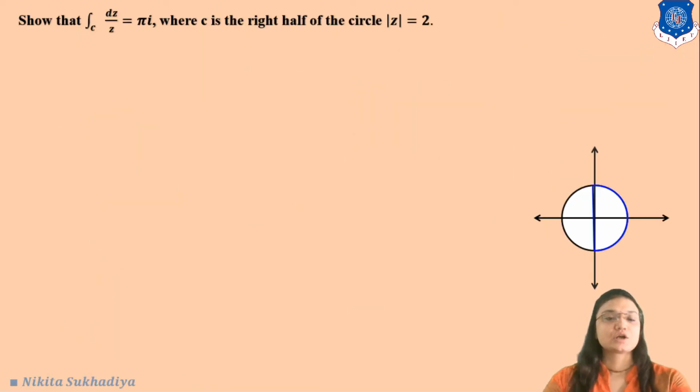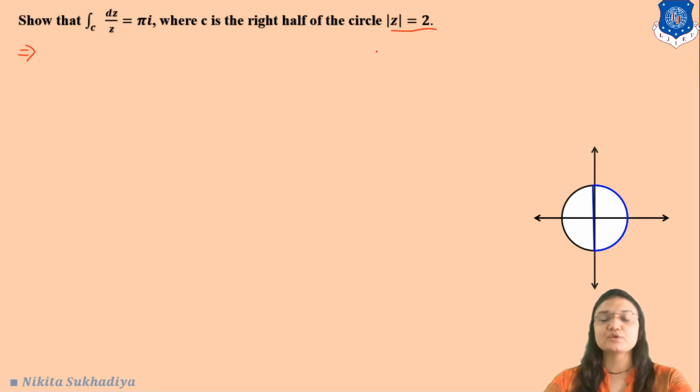Okay, so let us understand example number 2. So here evaluate the integration, that is dz by z, where c is the right half of the circle, modulus of z is equal to 2. So this is an example to evaluate integration along the circle. Here we have modulus of z is equal to 2.